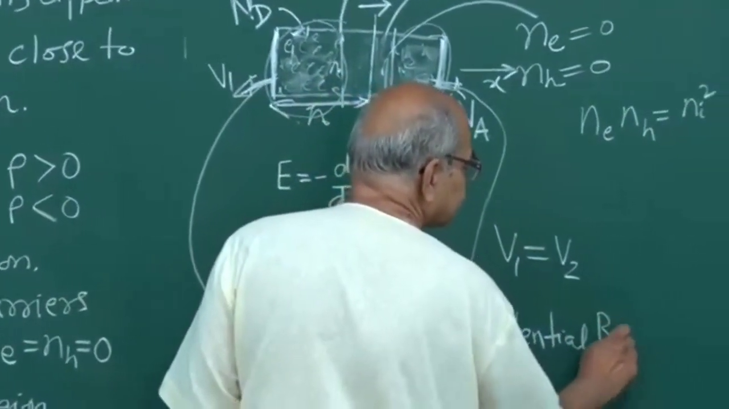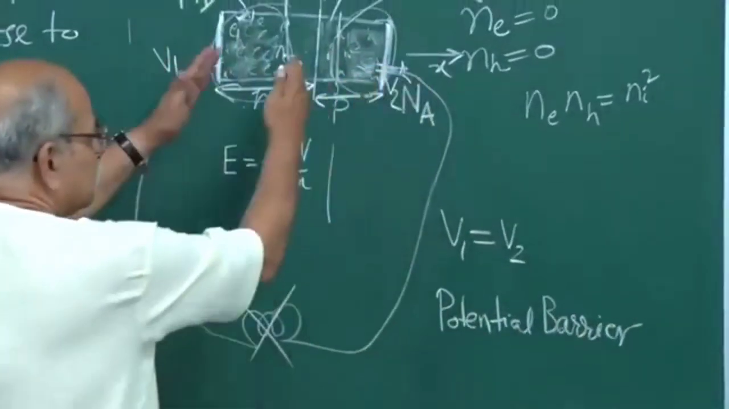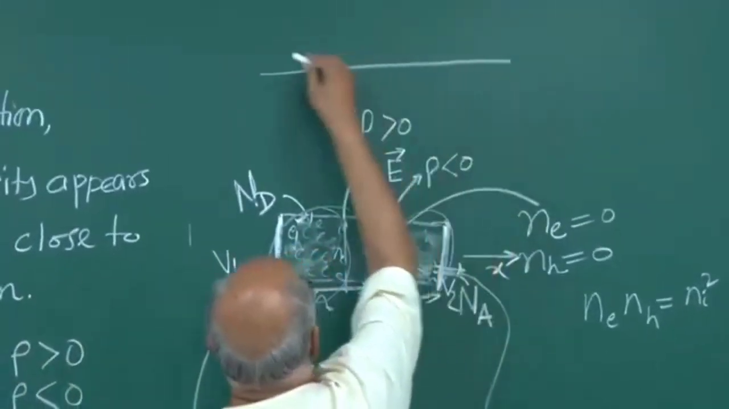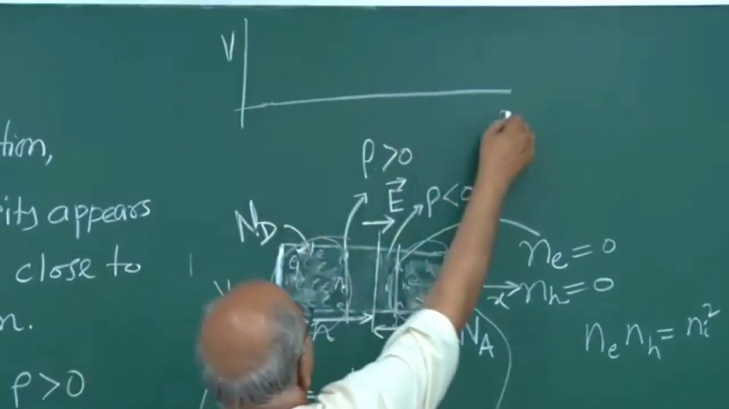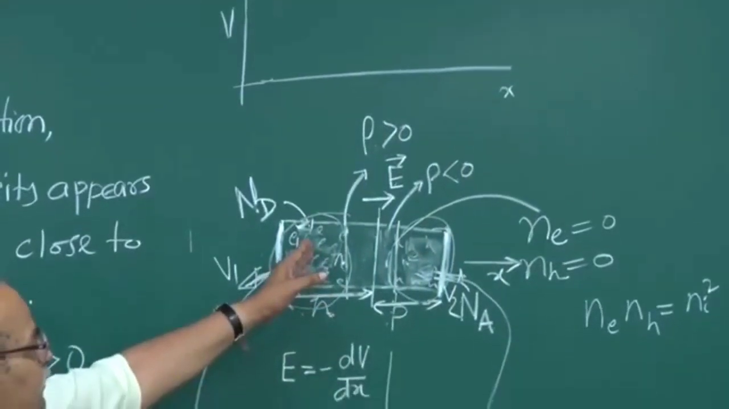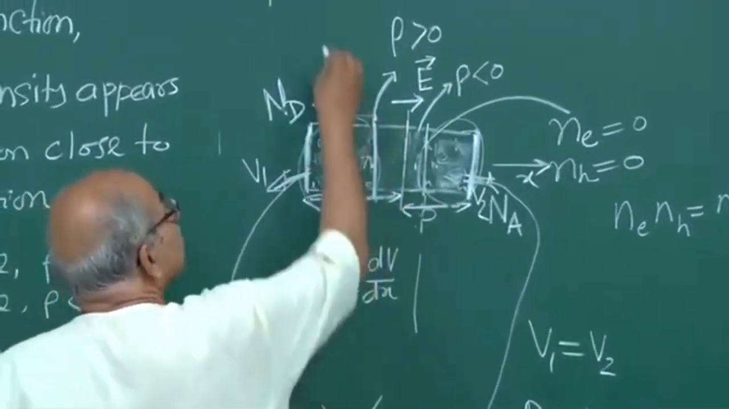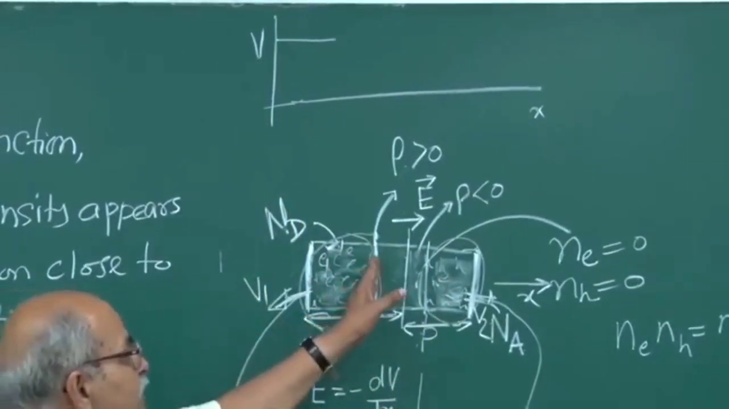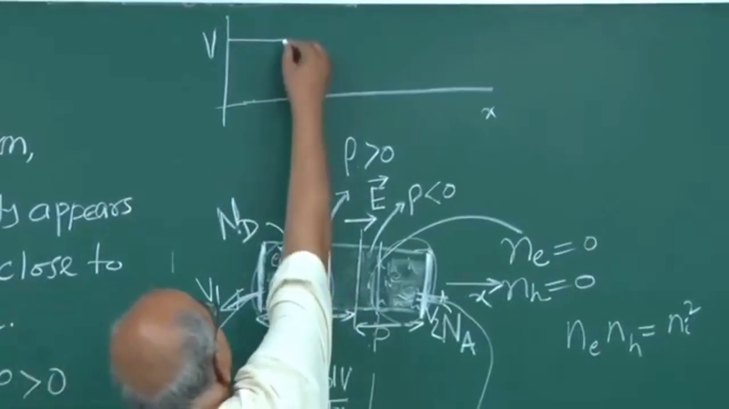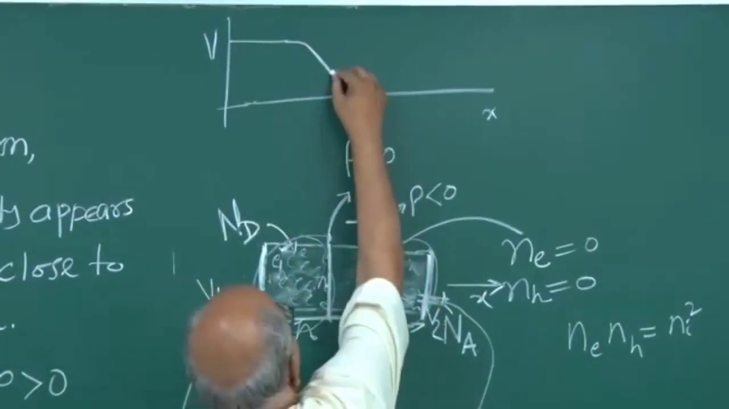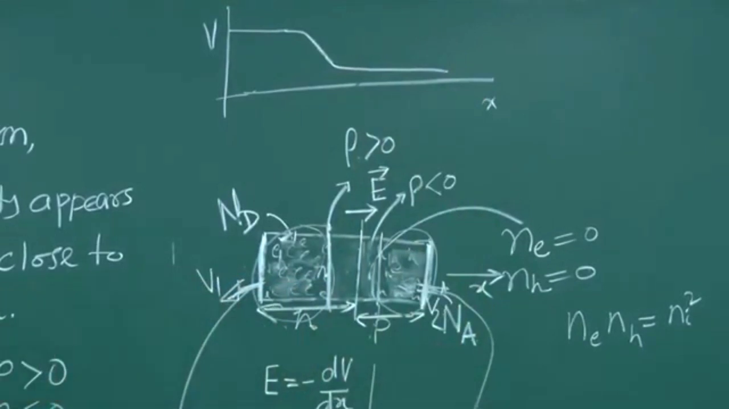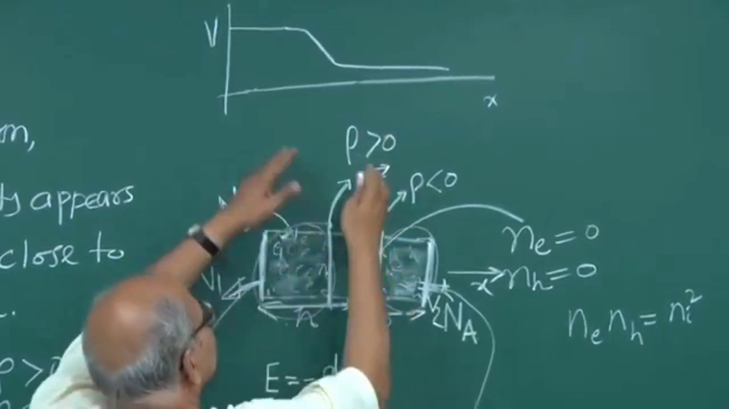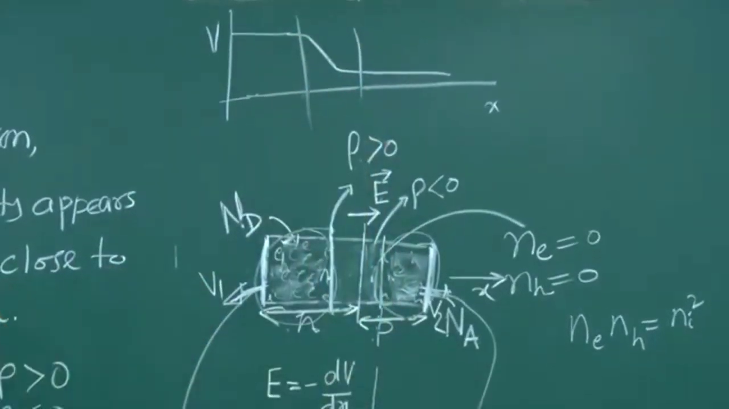Why potential barrier? If you remove the metallic contact, we are still in the semiconductor, and if I plot the potential as a function of x, how will it look? This potential is higher and this potential is lower. Up to the depletion region, the potential is constant. After that, the potential will gradually decrease once you enter the depletion region because of this electric field. So it goes like this, and then again it becomes constant. This is how the potential as a function of x will look. This is the depletion region.